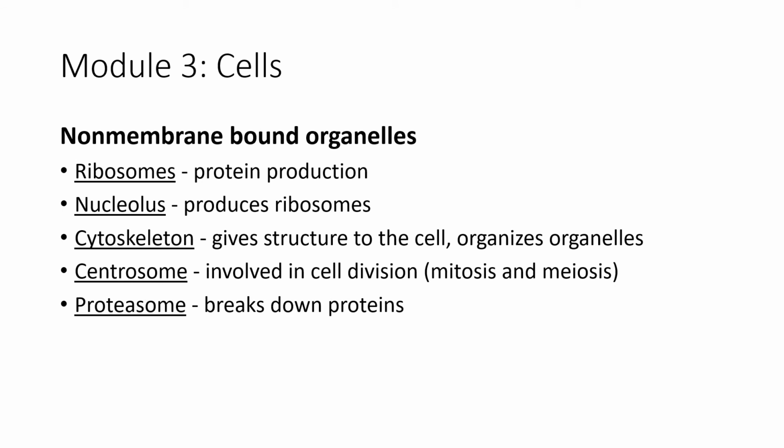Non-membrane bound organelles. Ribosomes. Ribosomes are where proteins get produced, and we'll go through protein production in a minute. Nucleolus. This is within the nucleus, and it produces the ribosomes. The cytoskeleton has all sorts of proteins involved with it, gives the cell structure, holds its form, and helps with moving cell content from one place to another. The centrosome is involved with cell division. We'll talk about mitosis and meiosis in a minute. And then there are also proteasomes, and these can break down proteins. Sometimes a cell makes a protein, and it's not a normal protein, it's abnormal, and it needs to be broken down.